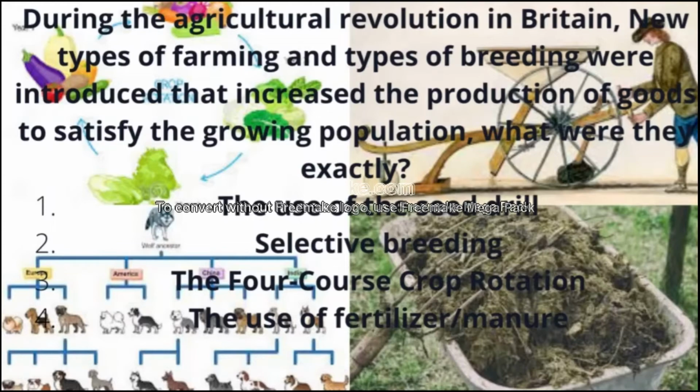What were they exactly? 1. The use of the seed drill. 2. Selective breeding. 3. The 4-course crop rotation. 4. The use of fertilizer, manure.